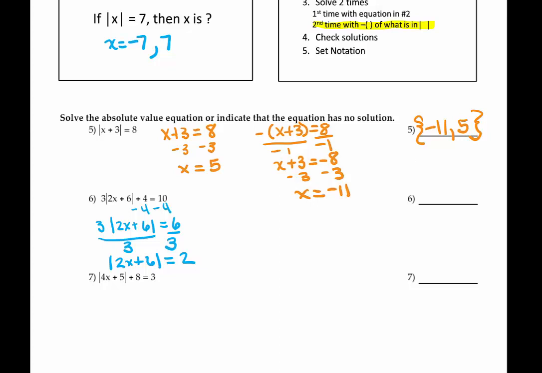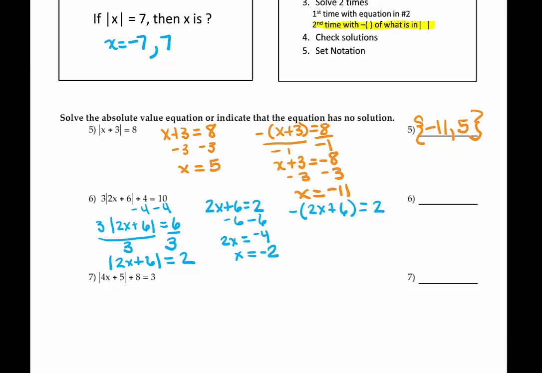Now I can go ahead and solve this 2 times. The first time, I just dropped my absolute value. 2x plus 6 is equal to 2. The second time I solve it, the opposite of 2x plus 6 is equal to 2. So now here I'm going to subtract 6 from both sides. So I have 2x is then equal to negative 4. Divide both sides by 2. X is then equal to negative 2.